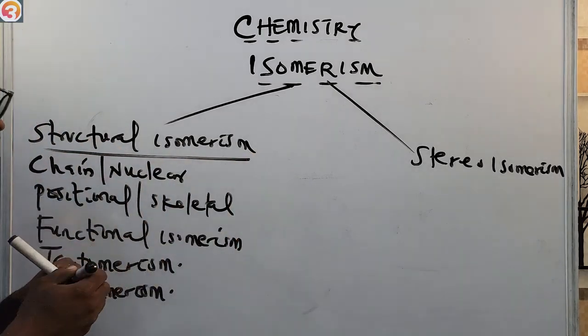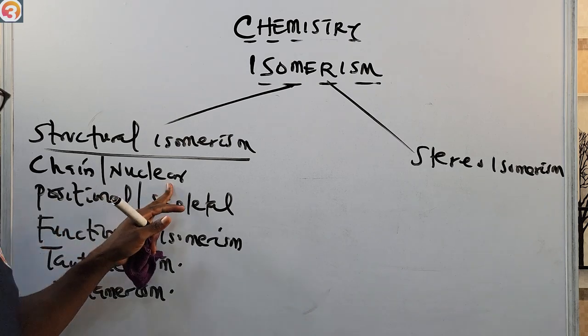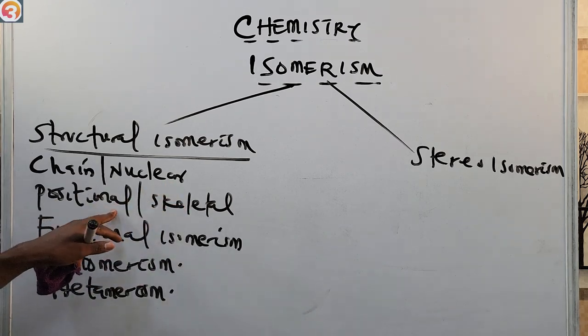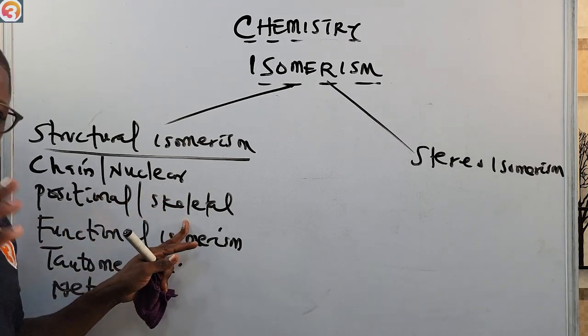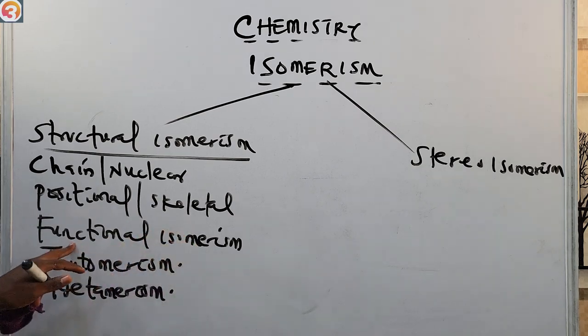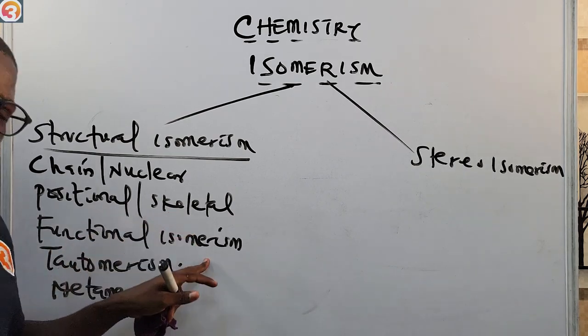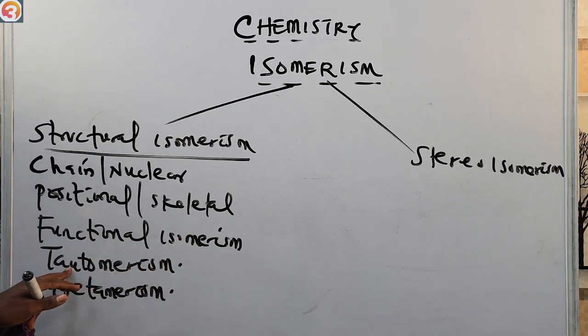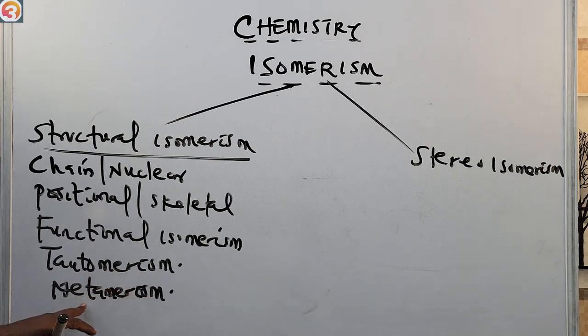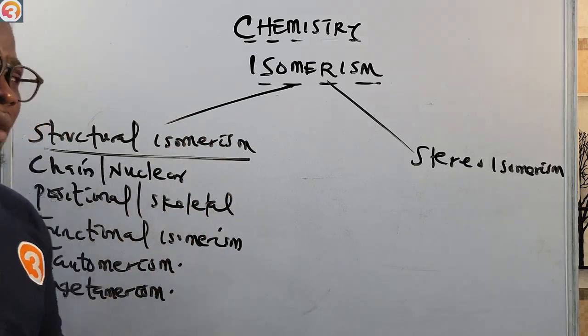Again, we have the chain or nuclear isomerism. Number 2, the positional or skeletal structural isomerism. Number 3, the functional structural isomerism. Number 4, tautomerism. Then number 5, metamerism. So these are the 5 types of structural isomerism that we have.